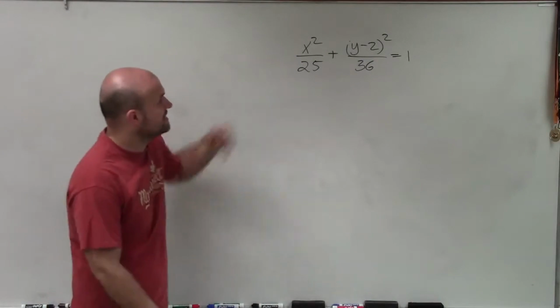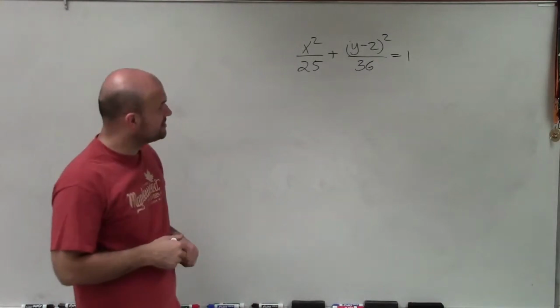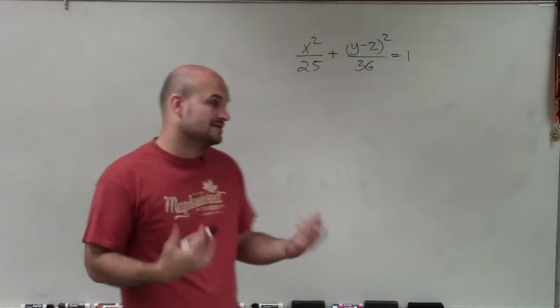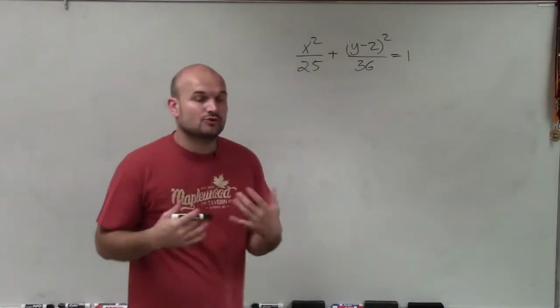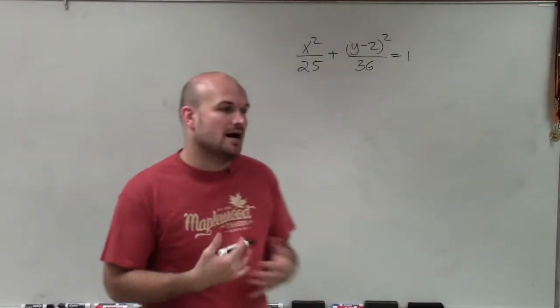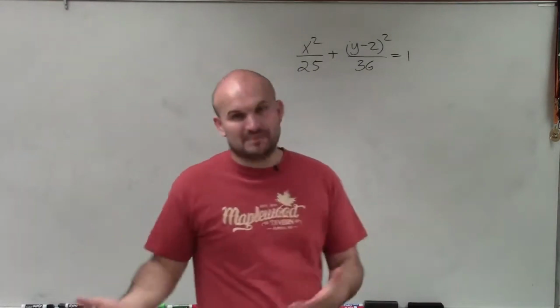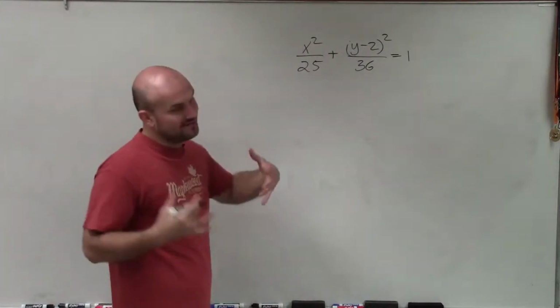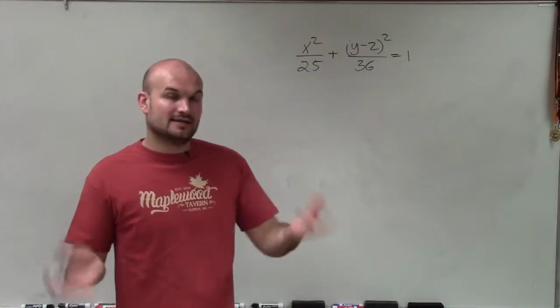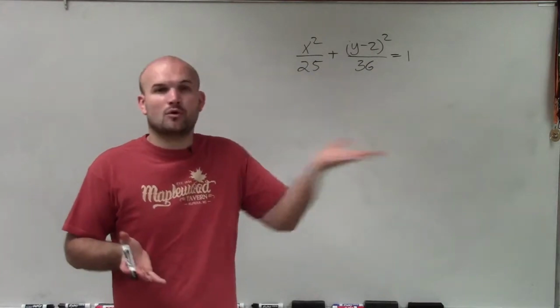Welcome. So in this case, what I have is x squared divided by 25 plus (y minus 2) squared divided by 36 equals 1. And what I want to do is show you how to graph the equation of the ellipse. But to be able to do that, we need to be able to identify the center, the a, and the b. So first we need to identify what type of ellipse we are looking at. Is the major axis vertical or horizontal?